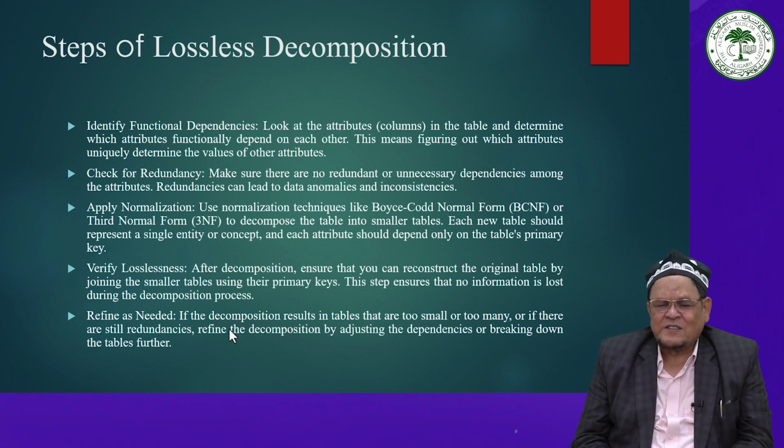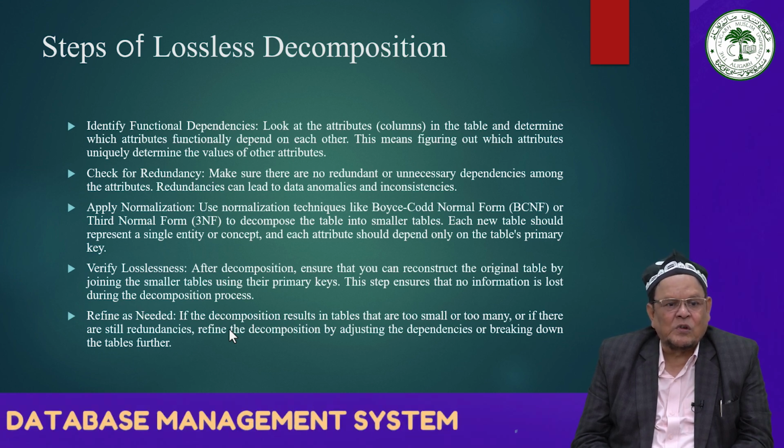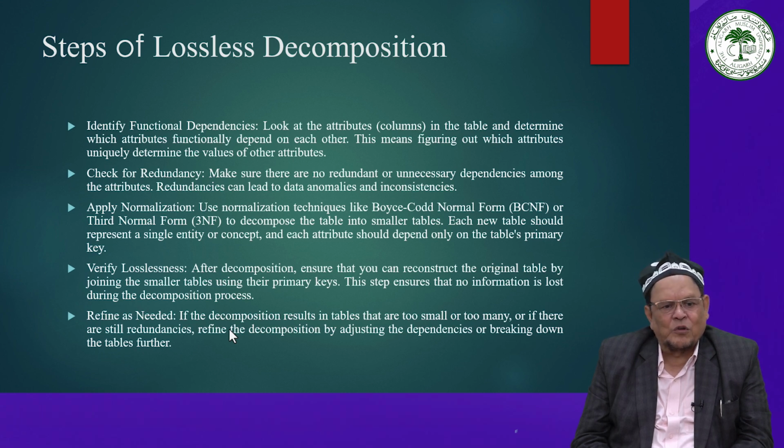Next, to check the redundancy, it means make sure there are no redundant or unnecessary dependencies among the attributes. Redundancies can lead to data anomalies and inconsistency. So you have to check the redundancy. Next step is to apply normalization. Use normalization techniques like Boyce-Codd normal form or third normal form to decompose a table into smaller tables. Each new table should represent a single entity or concept, and each attribute should depend only on the table's primary key. And you have to decompose.